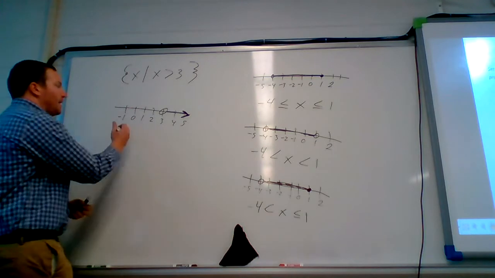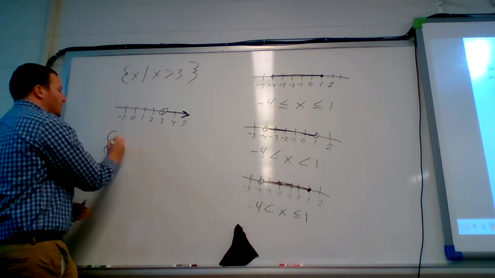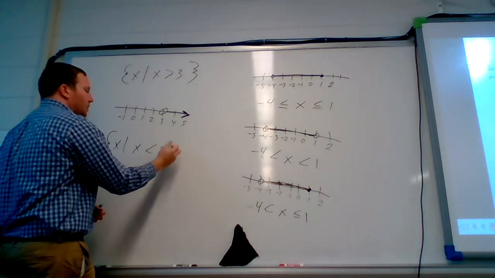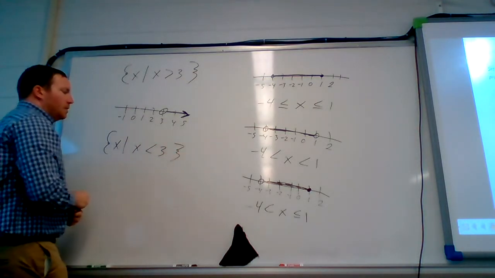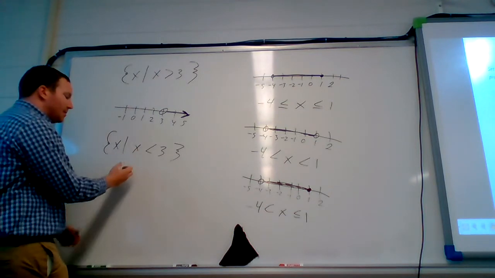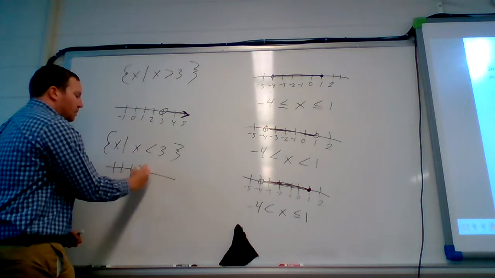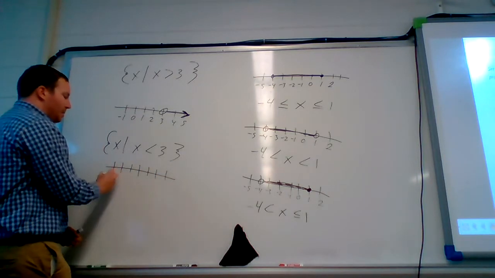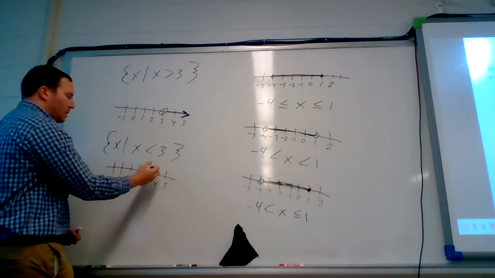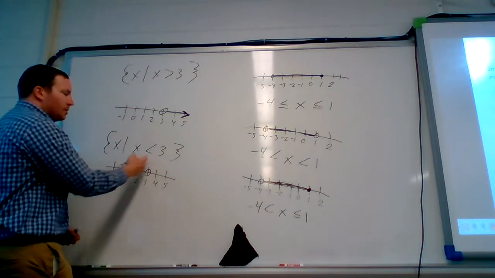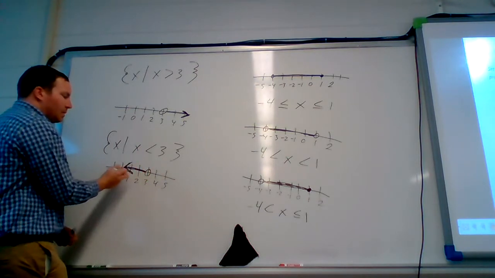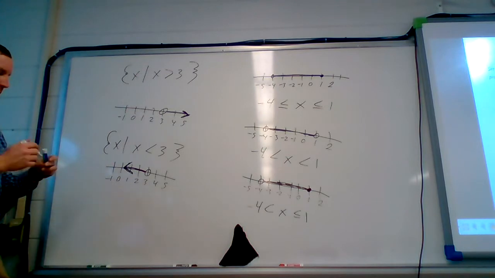We also have the opposite of that. We have the set of x such that x is less than 3. We just go the opposite direction. So again, open circle. This time our arrow is pointing to the left. We're less than 3, so we're going to shade to the left.